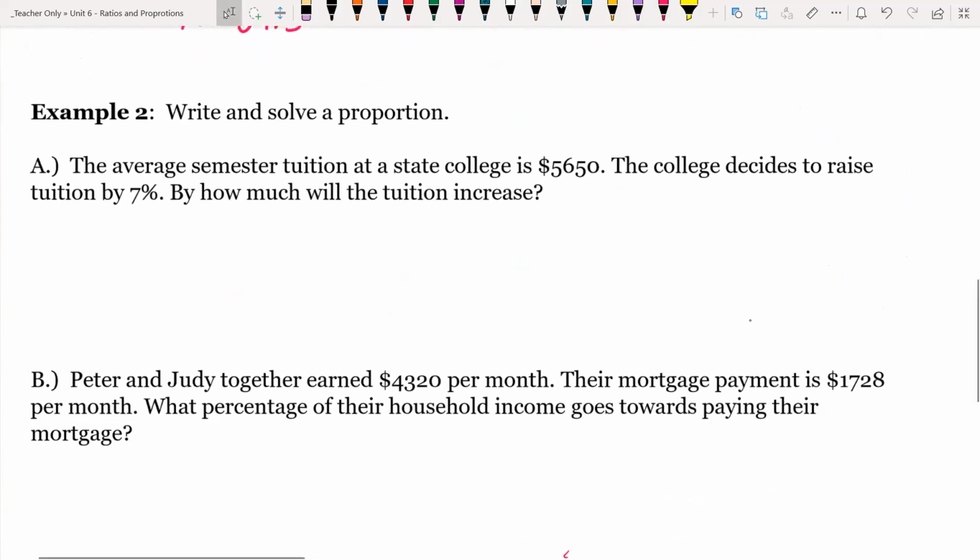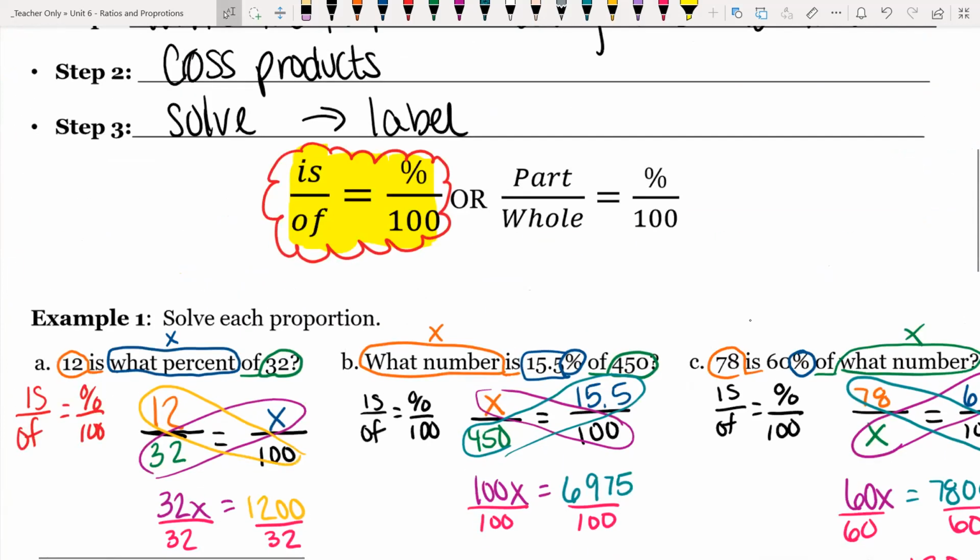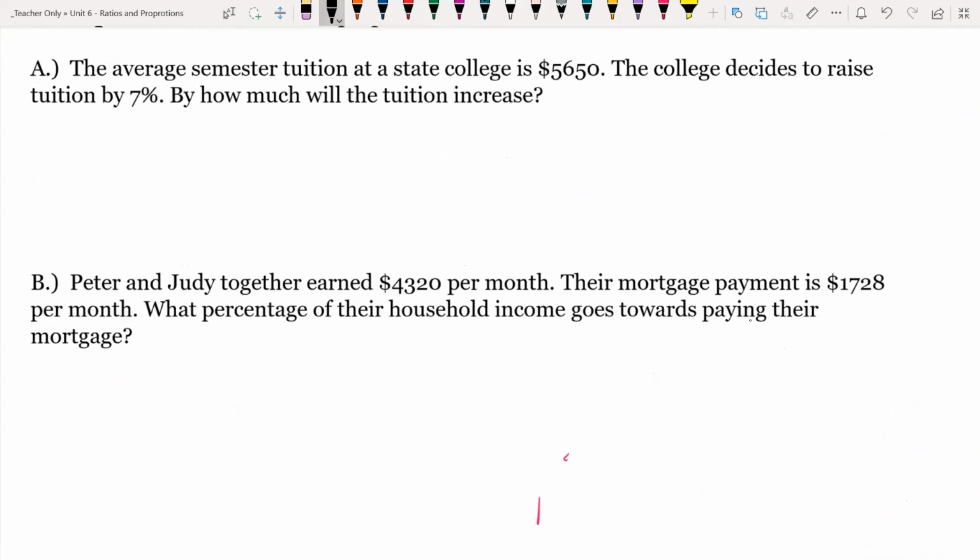Okay. So the average semester tuition at a state college is $5,650. The state college decides to raise it by 7%. How much will the tuition increase? So in this case, instead of is over of, we're going to use part over whole. That's what you're going to use for word problems, equals percent over 100.